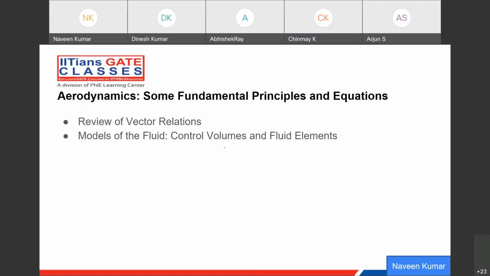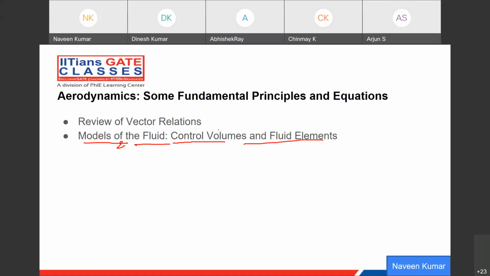Then you are entering into aerodynamics. Before that, you have to understand the fluid element. And why the fluid element? Because you are going to apply all the basic fundamental principles on that fluid element. So that fluid element, I'll call a model, a model of a fluid. That model you are going to choose, and all the principles, all the fundamental equations you are going to apply on that.